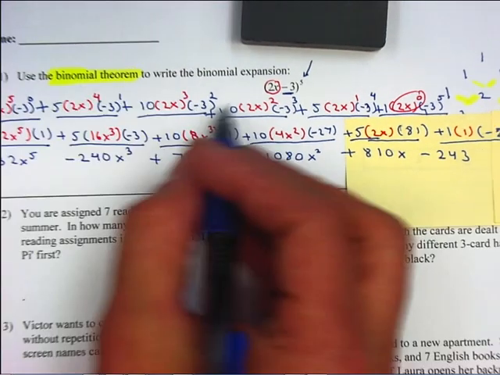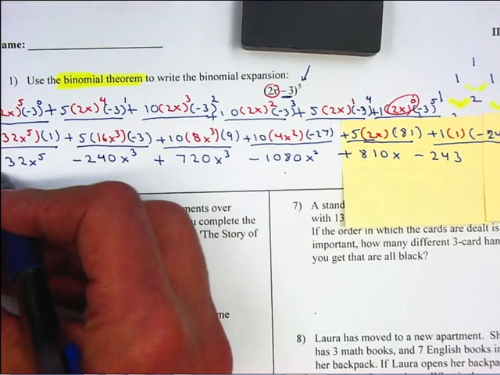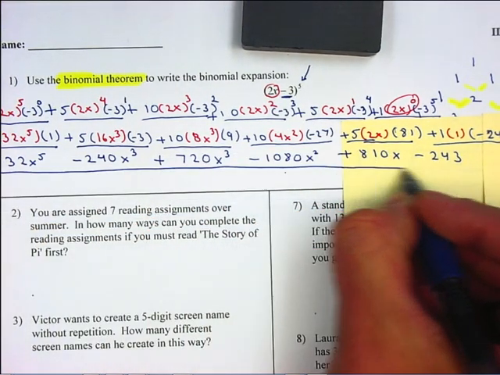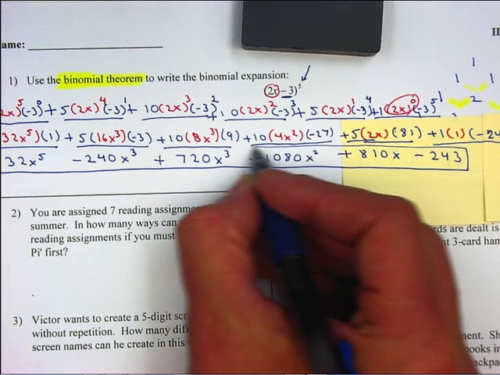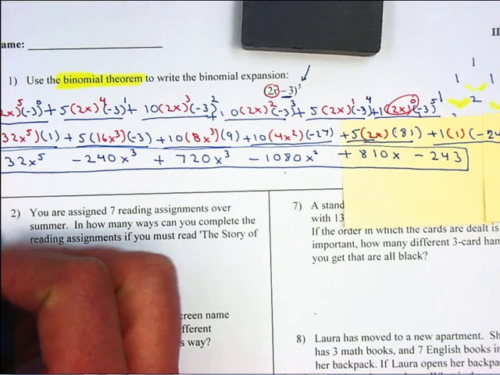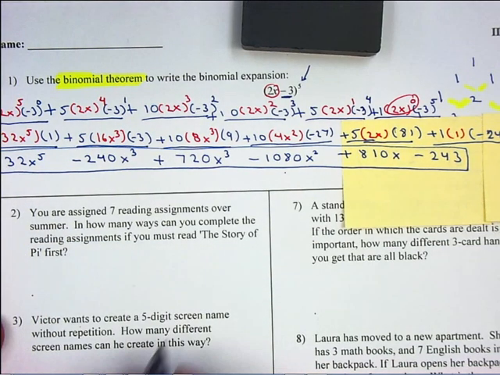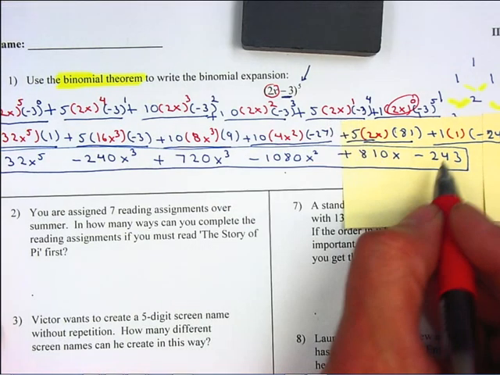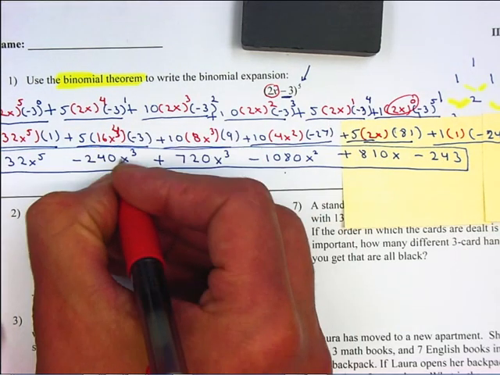If you multiply this 5 times using the FOIL, you'll get exactly the same answer if you are careful enough. But this will be much easier. And yes, I made one little mistake. Did you guys catch my mistake? Somewhere in here. There you go. That should be a 4.